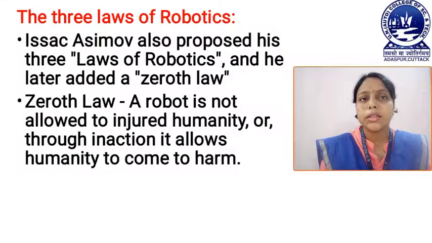Then next, the three laws of robotics. Here, Isaac Asimov also proposed his three laws of robotics, and he later added a 0th law. Now look at the 0th law. A robot is not allowed to injure humanity, or through inaction allow humanity to come to harm. That means the 0th law says that robotics does not harm humanity.